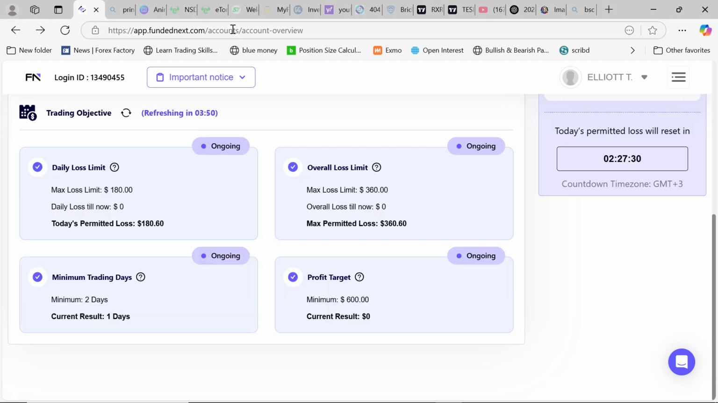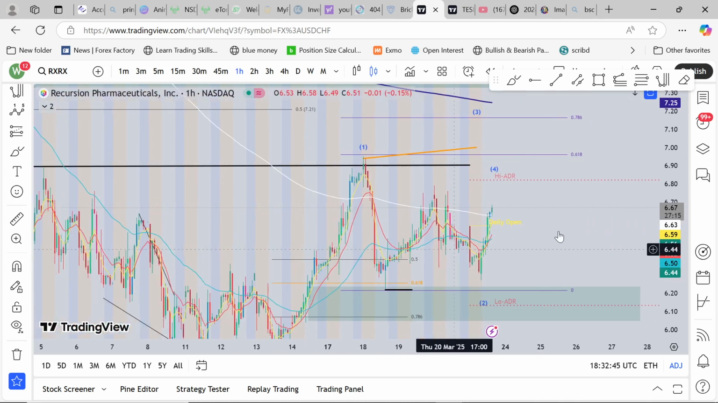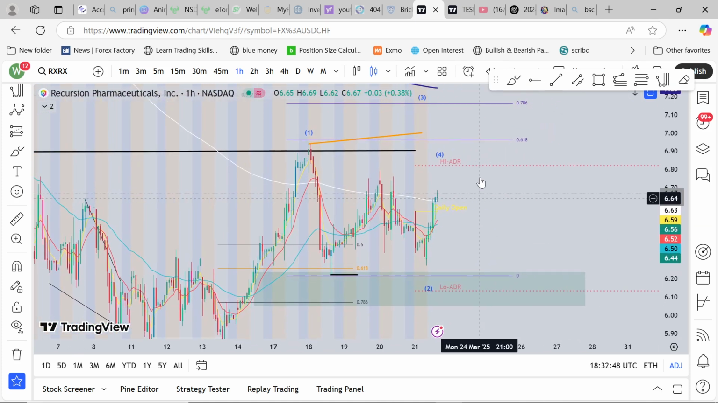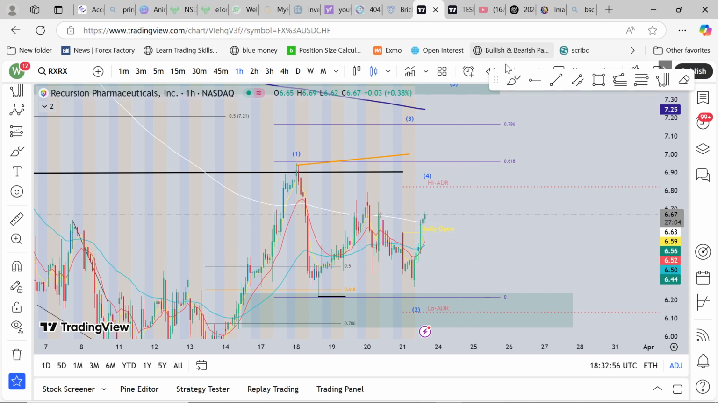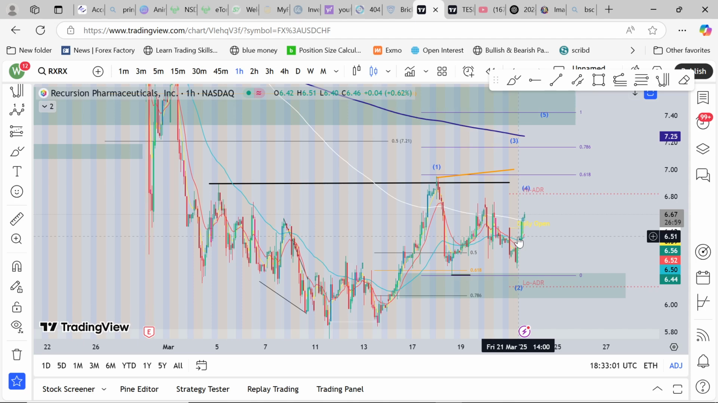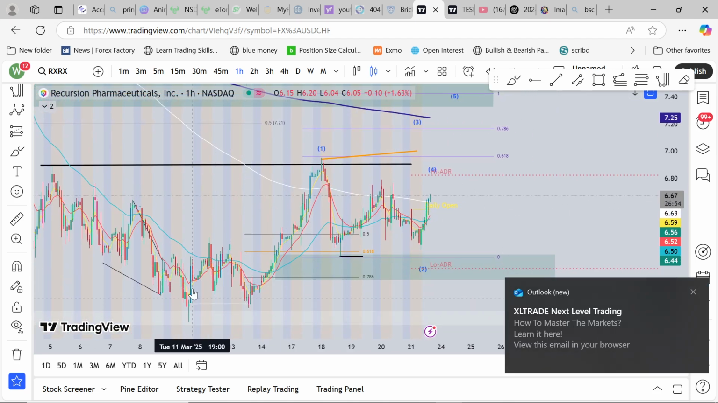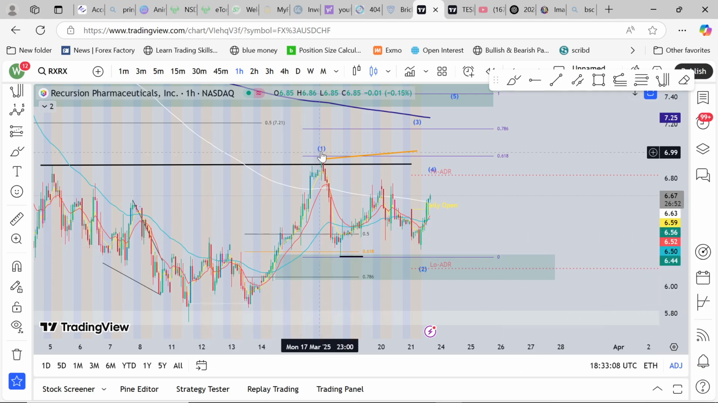Just going to look at this stuff. Recursion Pharmaceuticals. I'm waiting for this to prove to me that this correction's over. I'm hoping we don't get a triangle in here, A, B, C, D, E, because that would make this a B wave. And yes, we'll continue higher, but it'll be a corrective move. Not expecting that. Currently, it's a bit confusing this as well.